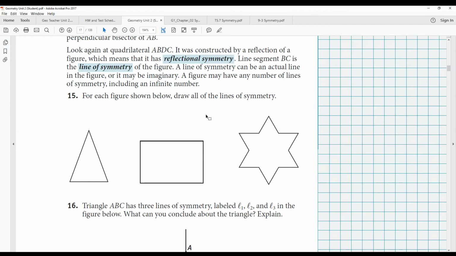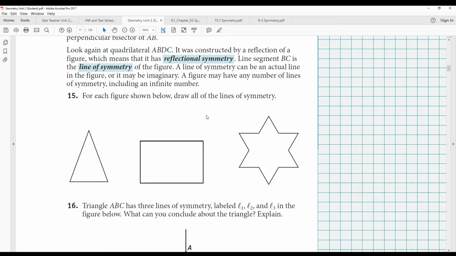So the last piece of this 9-3 lesson on reflection is to talk about reflectional symmetry. Previously in this lesson, we've been taking a pre-image, drawing a line or finding some line of symmetry, and then reflecting that and coming up with an image.